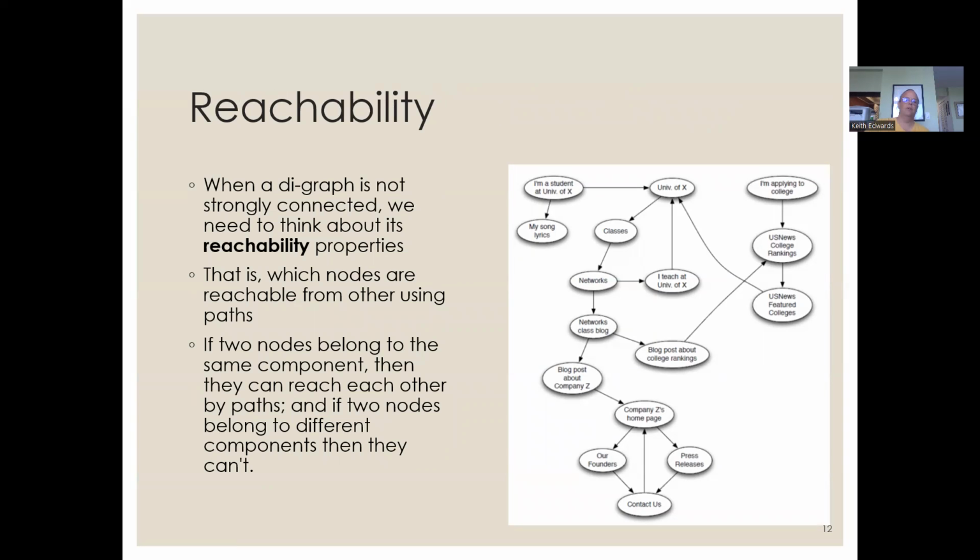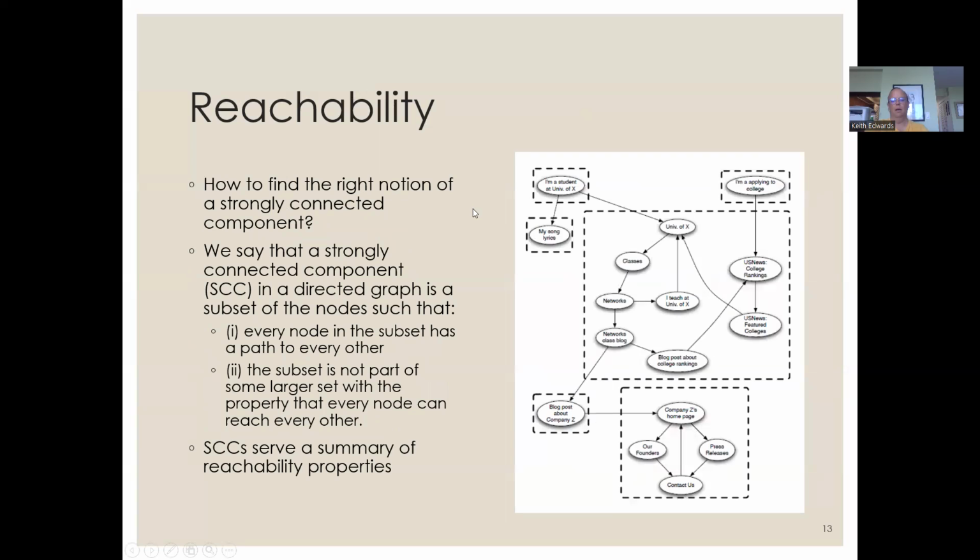When a directed graph is not strongly connected, we need to think about its reachability properties. That is, which nodes are reachable from others using paths. If two nodes belong to the same component, then they can reach each other by paths. If two nodes belong to different components, then they can't reach one another. It may not be both ways.